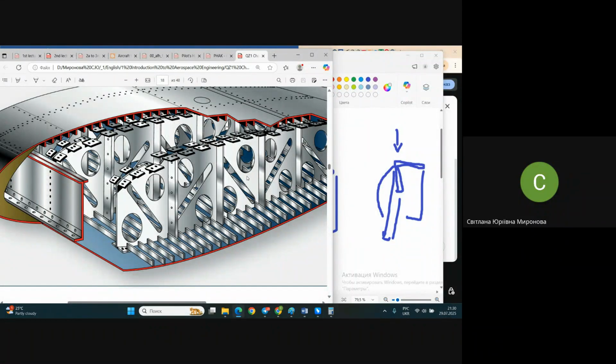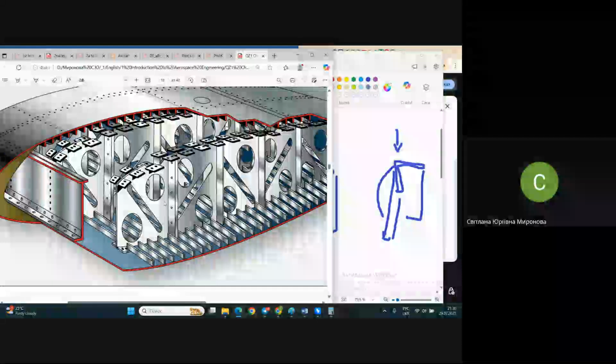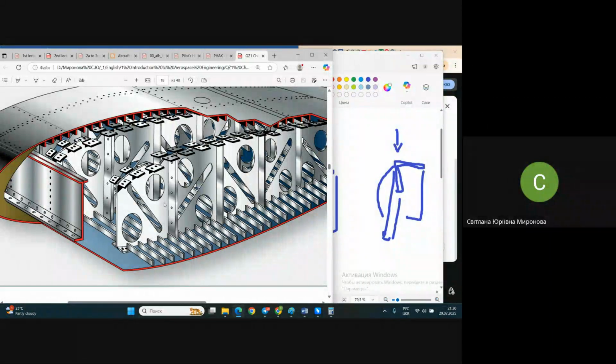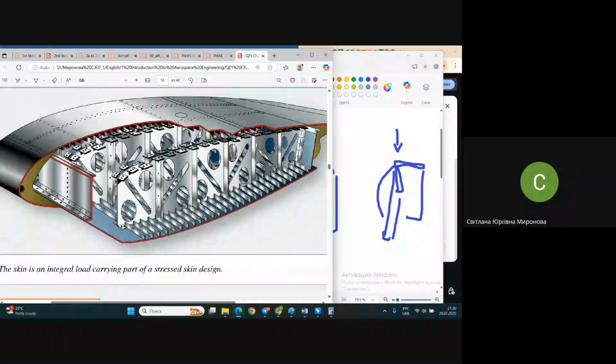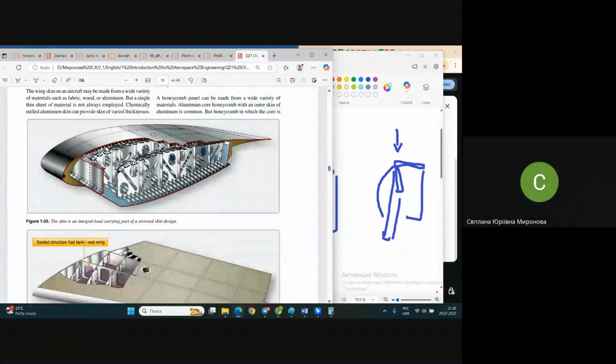But somewhere there is the beginning of this fuel tank and the end of the fuel tank. In this place, a stringer may be interrupted by a rib. In all other places, stringers are continuous from the beginning to the end. They are important longitudinal elements. Once again, spar, rib, stringer, and skin.